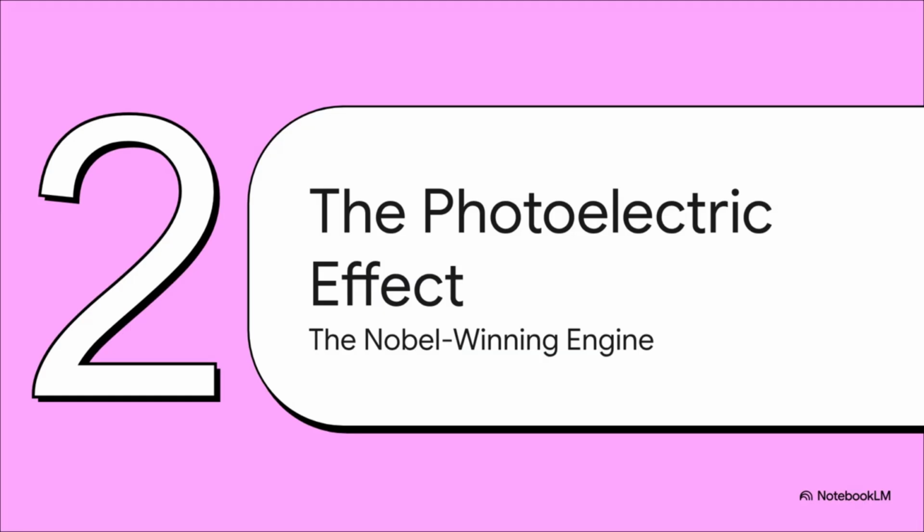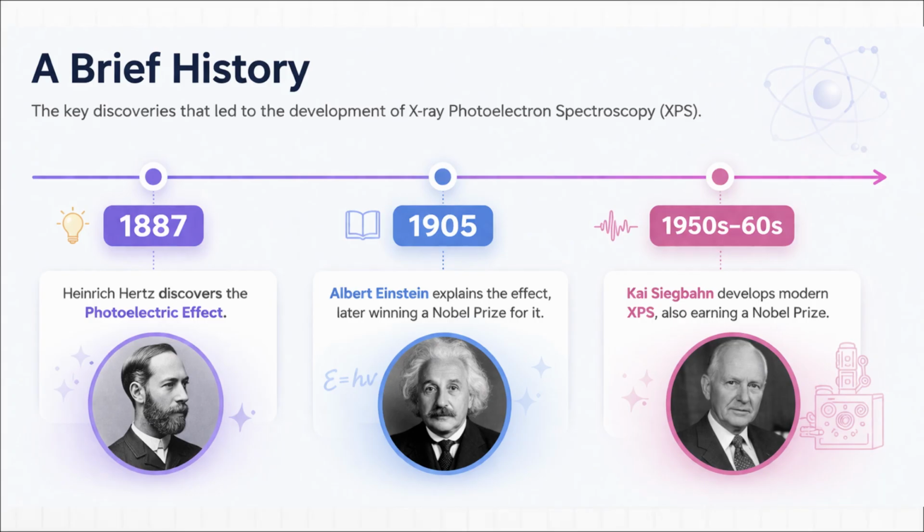So, how in the world does XPS get all that juicy information? Well, to understand that, we've got to look at the Nobel Prize-winning physics that is literally the engine for this whole process. Yeah, the physics behind XPS is really built on the shoulders of giants. It all started way back in 1887 when Heinrich Hertz first noticed this weird phenomenon. Then, in 1905, a young Albert Einstein came along and explained it. And that work, by the way, is what eventually won him the Nobel Prize.